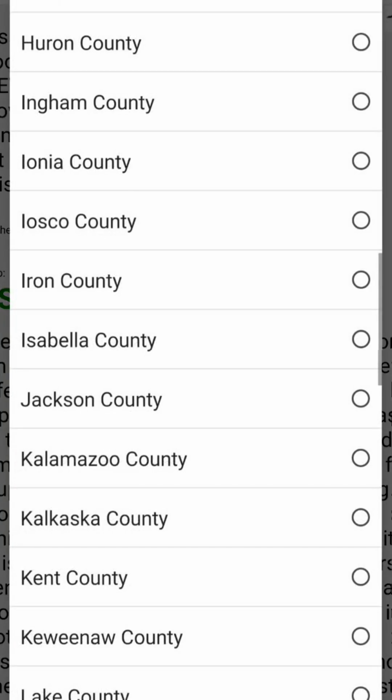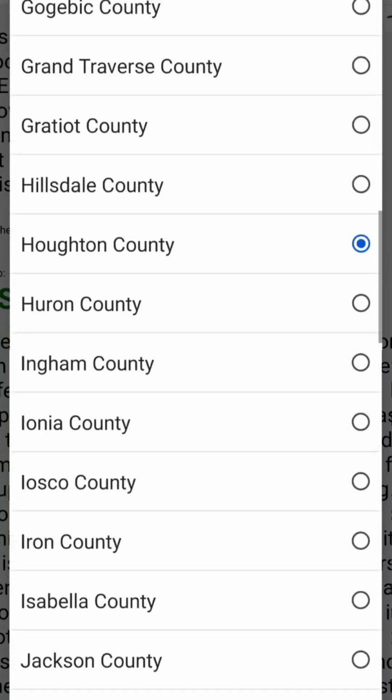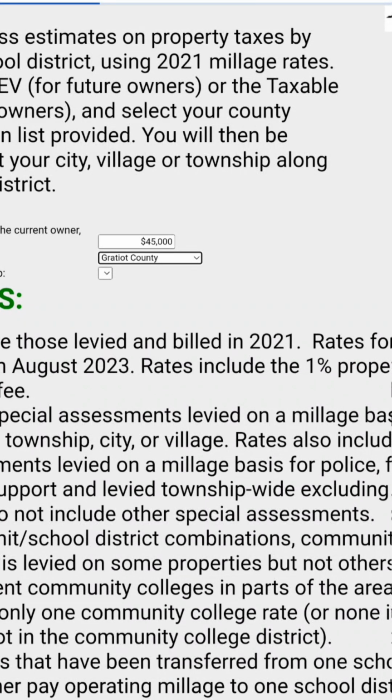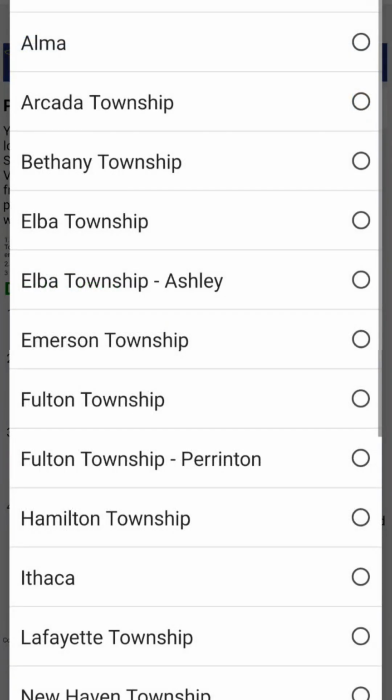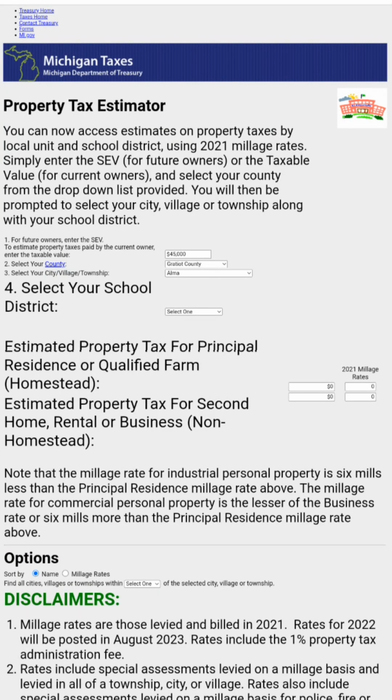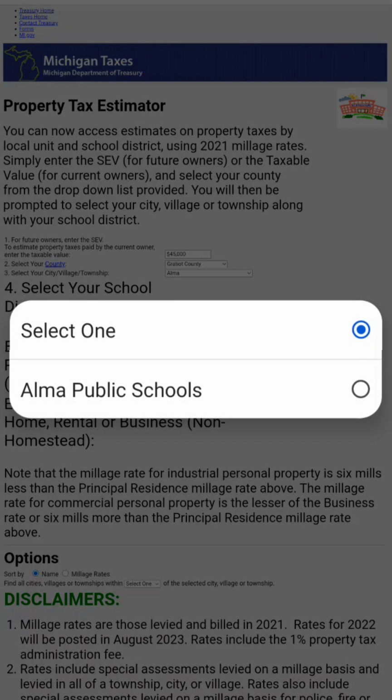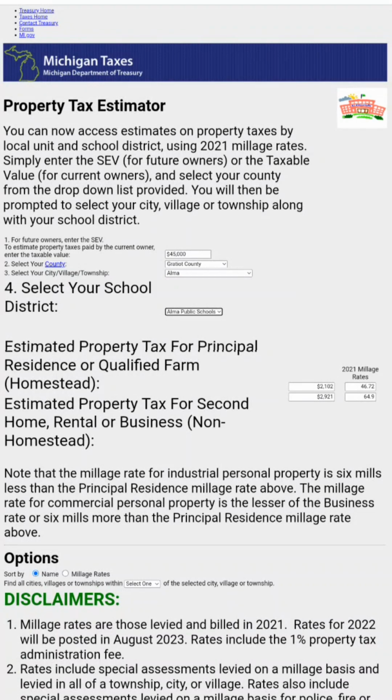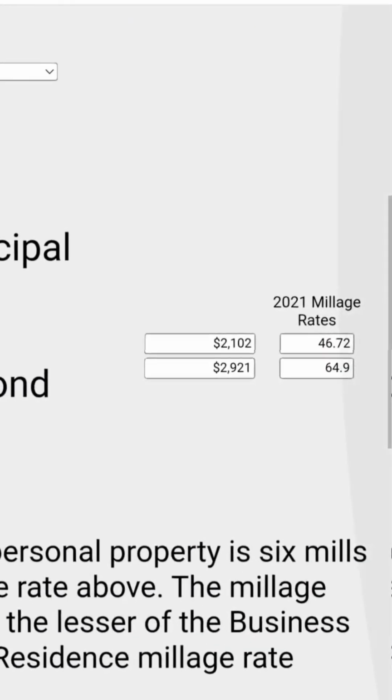This property is in Gratiot County. So we're going to click here. And then you're going to click on what city it is. This property is in Elma. Most of the time when you go to the school district, it will only have one. Then you're going to get two separate numbers. This top number is for a primary residence, and this bottom number is for a rental property. The millage rate is going to be higher for a secondary residence.